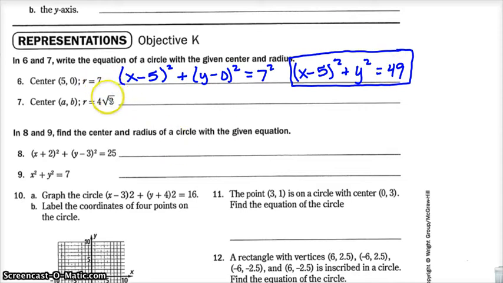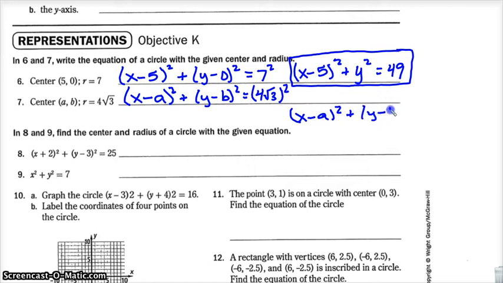Let's look at yet another example. What if my center is (a, b) rather than two numbers? Nothing changes. My center goes with the x and the y, so (x − a)² + (y − b)² = (4√3)². Simplifying, I get (x − a)² + (y − b)² equals, now remember when I square 4√3, I square 4 and I square √3. This gives me a total of 48.